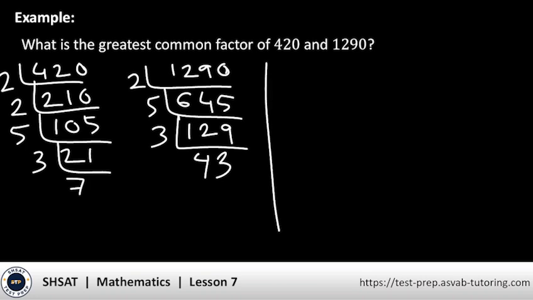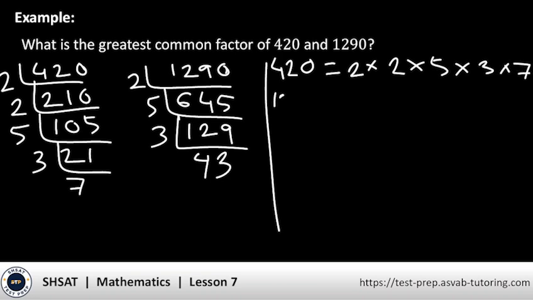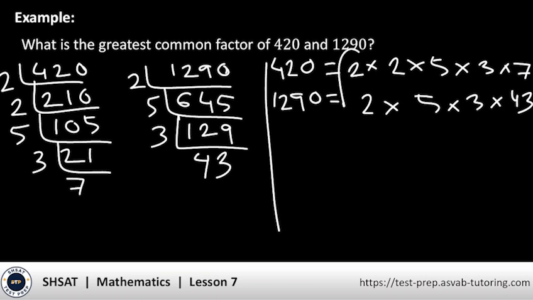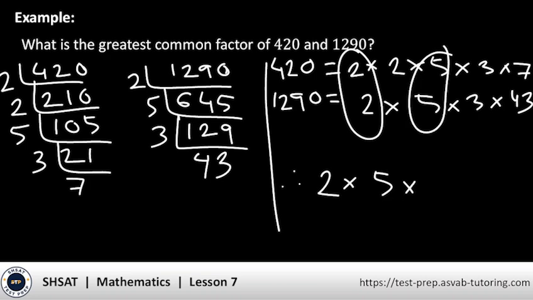So now let's just write the numbers down for 420. So you have 2 and 2 and 5 and 3 and 7. For 1290, you have 2 and 5 and 3 and 43. So to figure out the greatest common factor, you can actually circle the numbers that you find common. So here we have 2, and then here we have 5, and here we have 3. We don't have any other number common, right? 2 times 5 is 10, 10 and 3 is 30. So your final answer is 30.